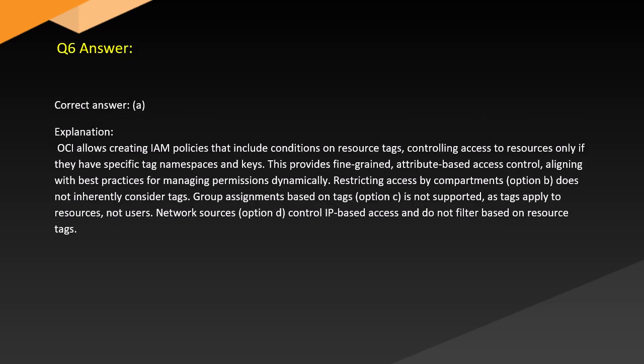Answer. Correct answer: A. Explanation. OCI allows creating IAM policies that include conditions on resource tags, controlling access to resources only if they have specific tag namespaces and keys. This provides fine-grained, attribute-based access control, aligning with best practices for managing permissions dynamically. Restricting access by compartments, option B, does not inherently consider tags. Group assignments based on tags, option C, is not supported, as tags apply to resources, not users. Network sources, option D, control IP-based access and do not filter based on resource tags.